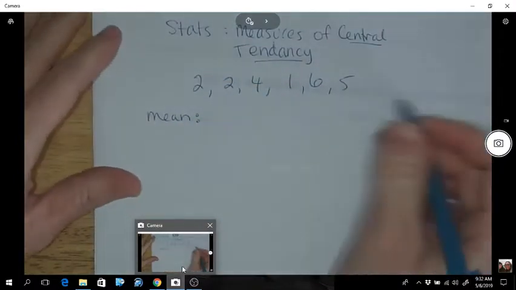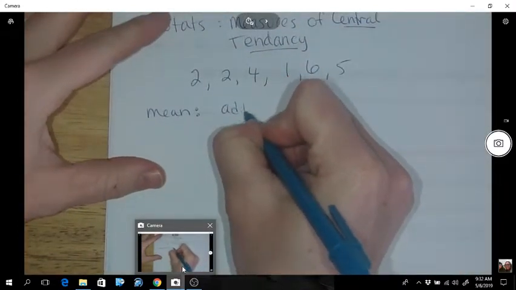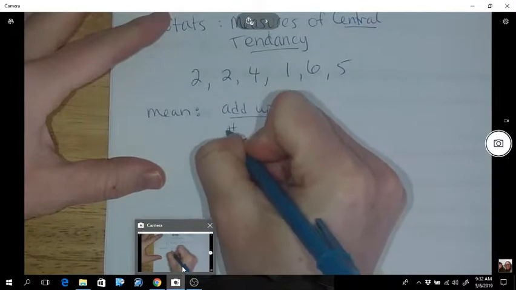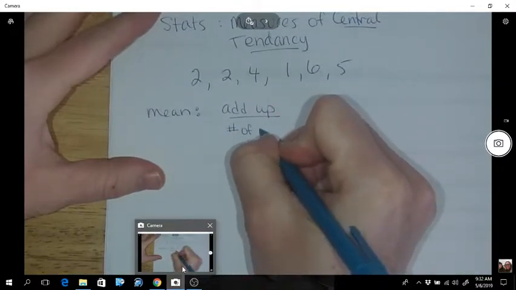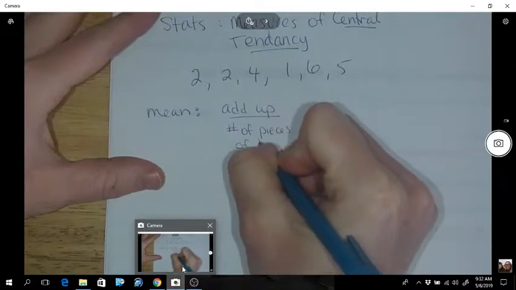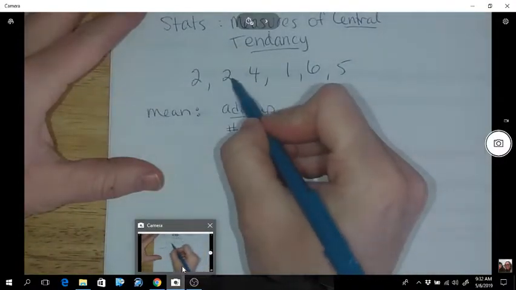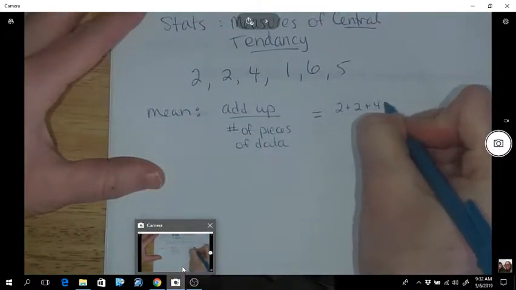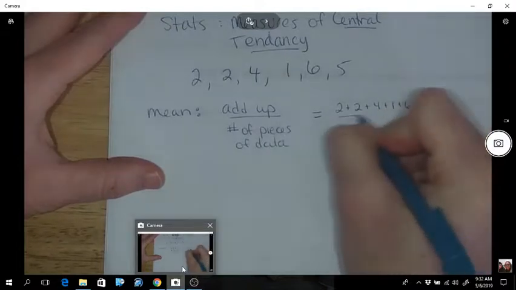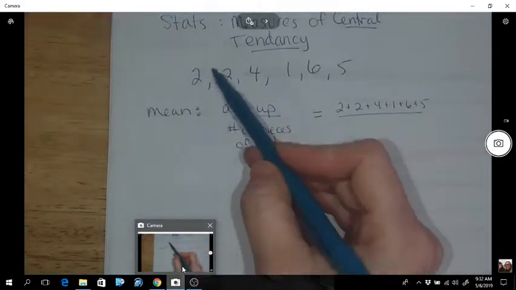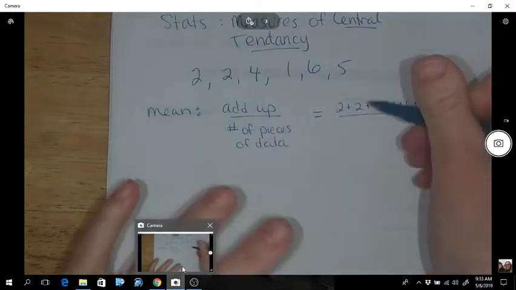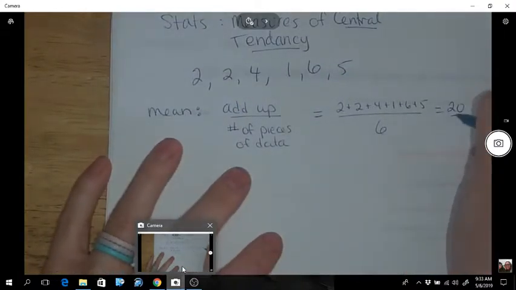Okay, the first one we're going to talk about is mean. A mean is how we think about doing an average. We would add them all up and divide by the number of pieces of data. So if I add all of those up, 2 plus 2 plus 4 plus 1 plus 6 plus 5, and then I'm going to divide by 1, 2, 3, 4, 5, 6 pieces of data. Okay, and we get 20 divided by 6, so our mean is 3.3.